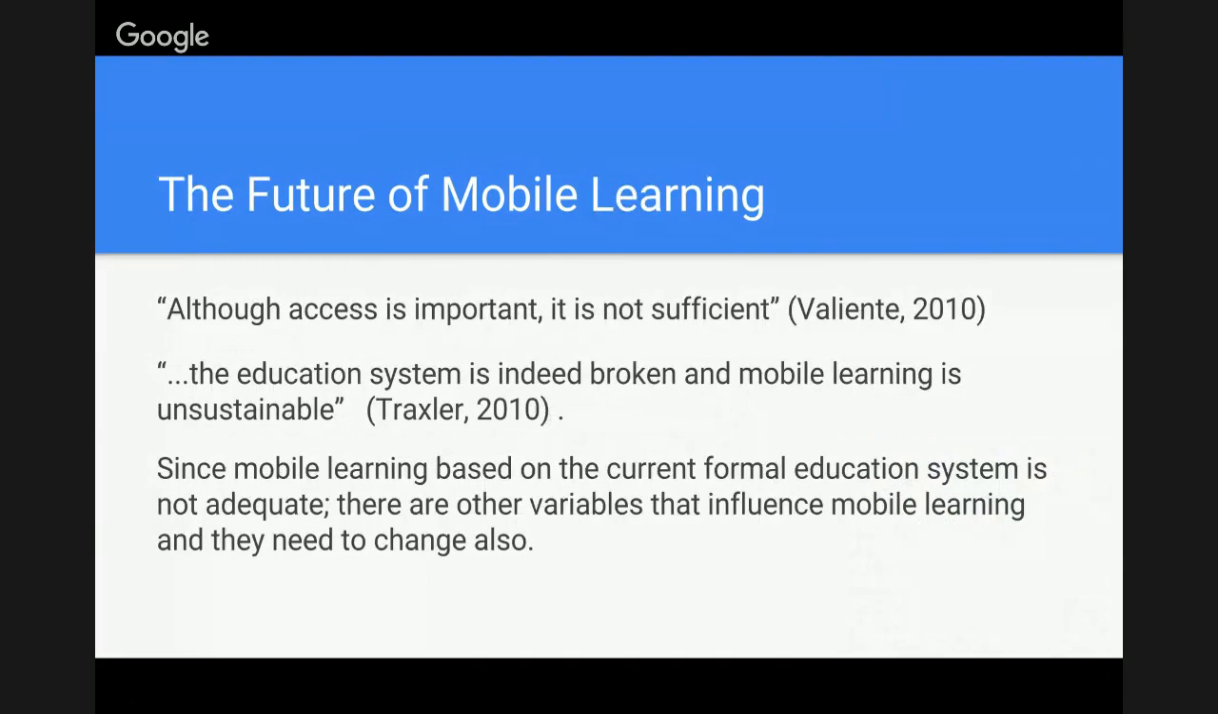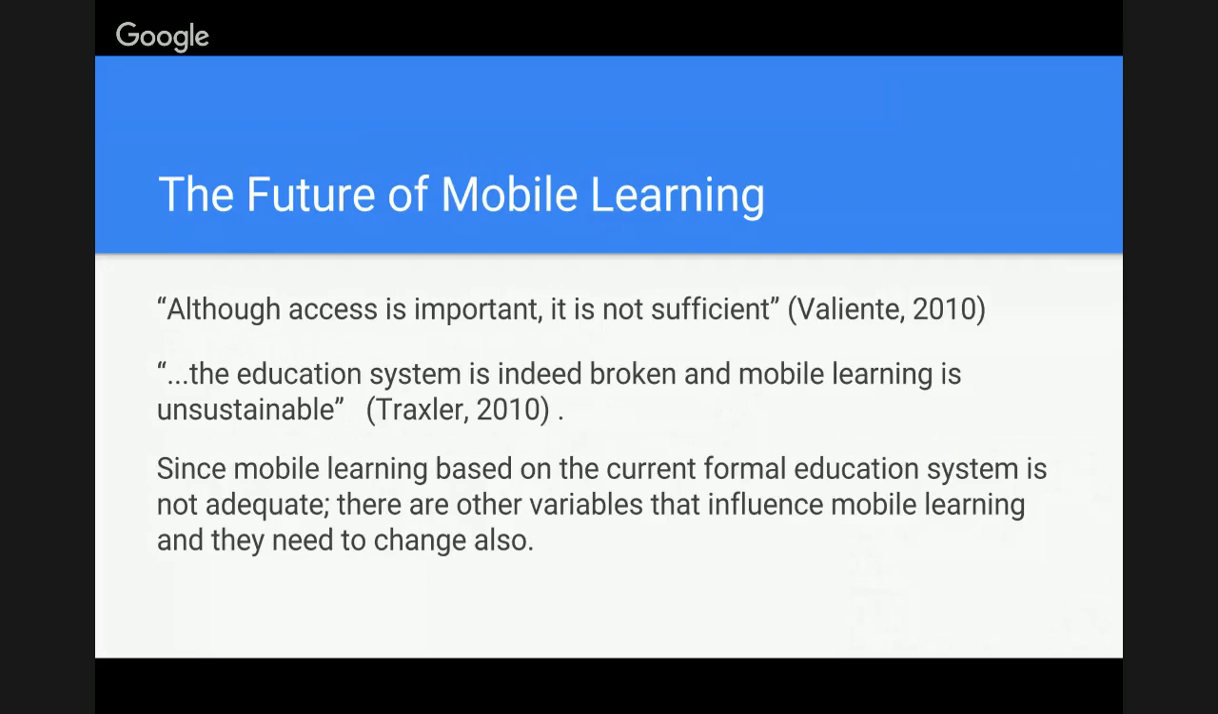I'm just going to talk about these two quotes that we have. Now, there is still quite a bit that needs to be done to mobile learning in order to sustain and scale up. In this first quote by Valiente, I'm sure this can relate to anyone reading this. Although access is important, it is not sufficient. We see students with access to mobile devices, but is it required? And does it meet the needs towards their learning? So this is a quote that I really want you to think about.